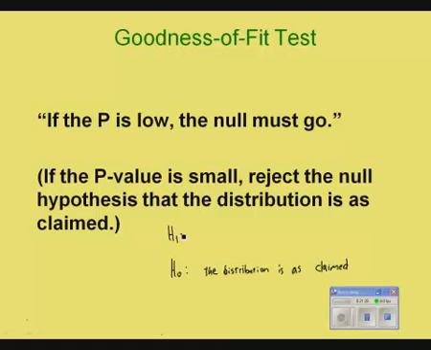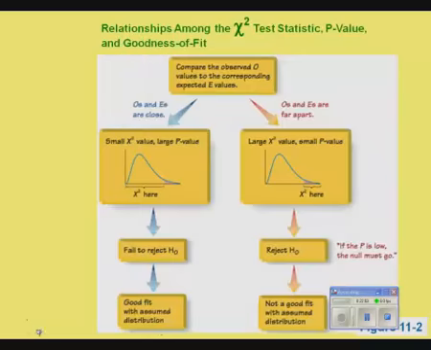H1 then must be what? The distribution is not as claimed. Okay, so that's what the null hypothesis is that you're testing. Remember, null hypothesis can only test equality, right? That's why it's "is." Is means equals. And you'll see when we do an example what you're testing.